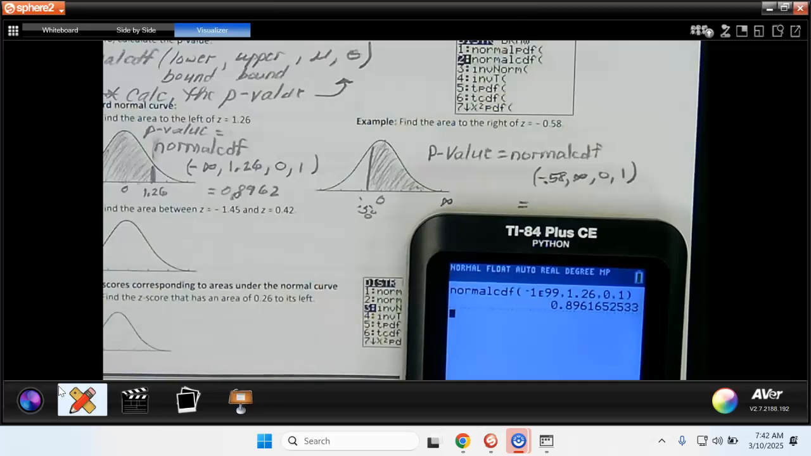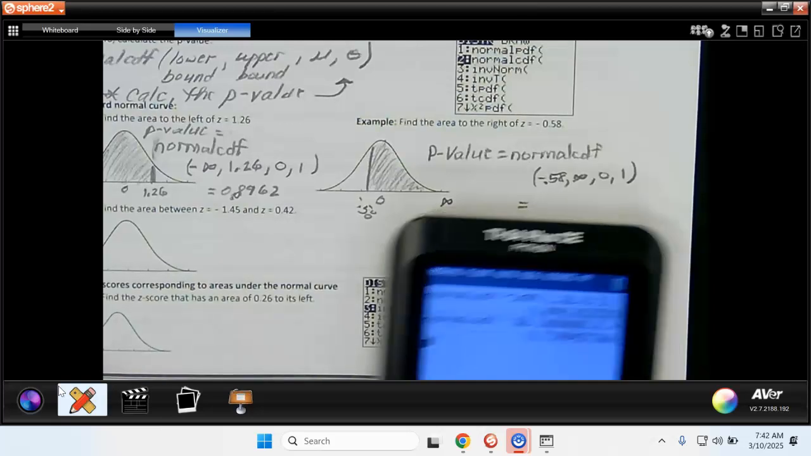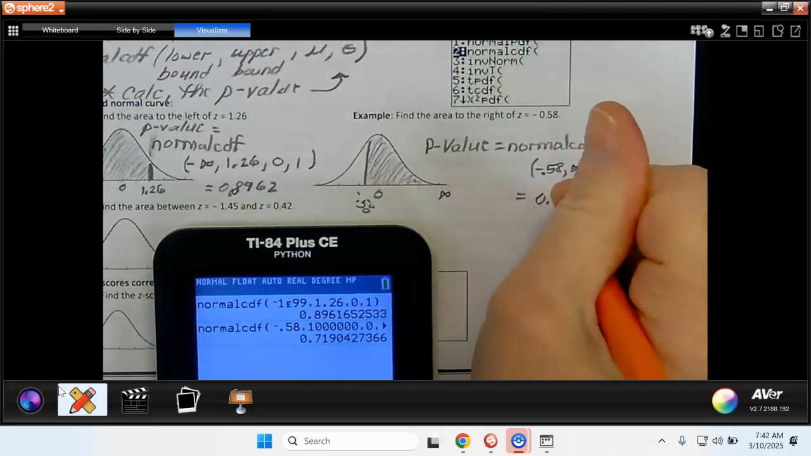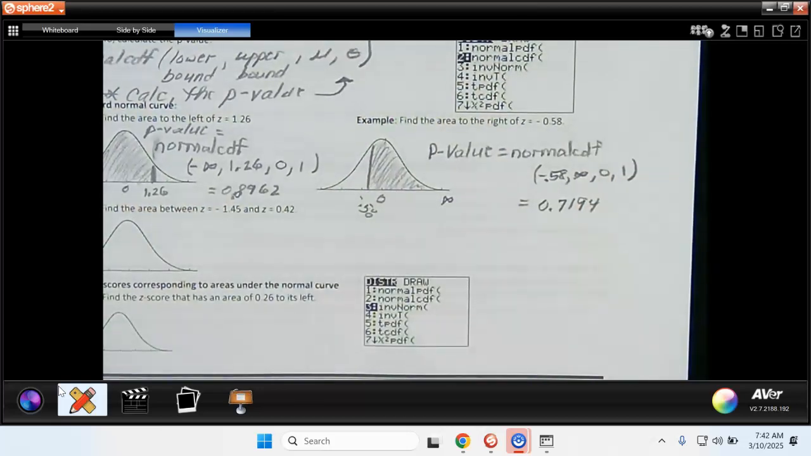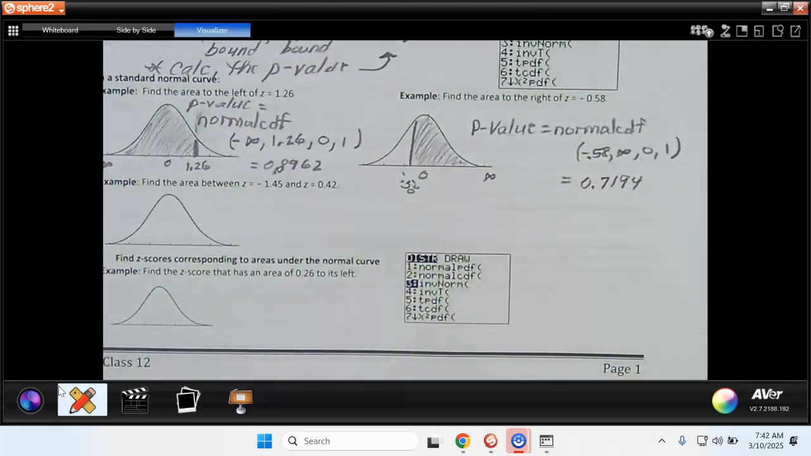Is anybody having troubles with finding that or using it? Sometimes don't put in a million or whatever. All right, questions on that? Again, what we're finding is the area under that curve, which the whole entire area would be 1 unit.